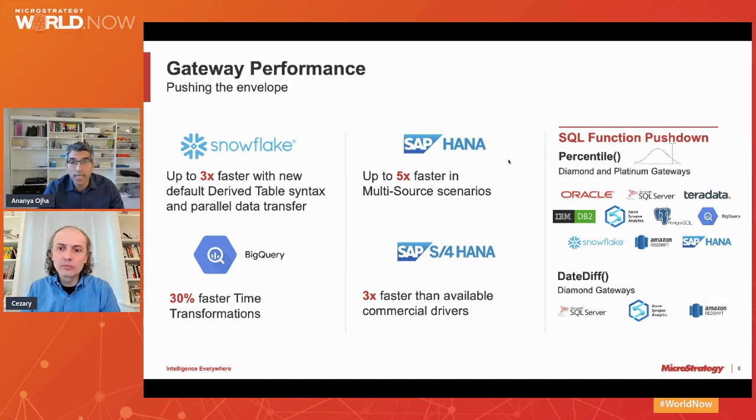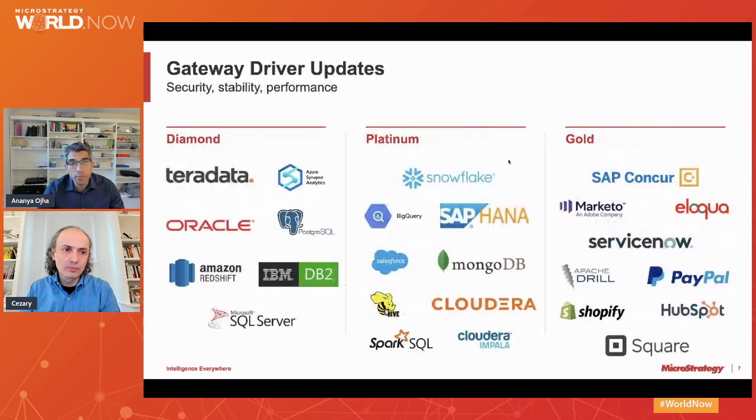We also enhanced the engine's ability to push down ordered set aggregate functions like percentile, which can now be pushed down to all Diamond and Platinum gateways with MicroStrategy 2021. We have also reduced friction for our customers by shipping Teradata and SAP HANA drivers out of the box with the MicroStrategy 2021 release. And we also continue to diligently validate and ship the most secure and performant out-of-the-box drivers for all the gateways for our customers to use.